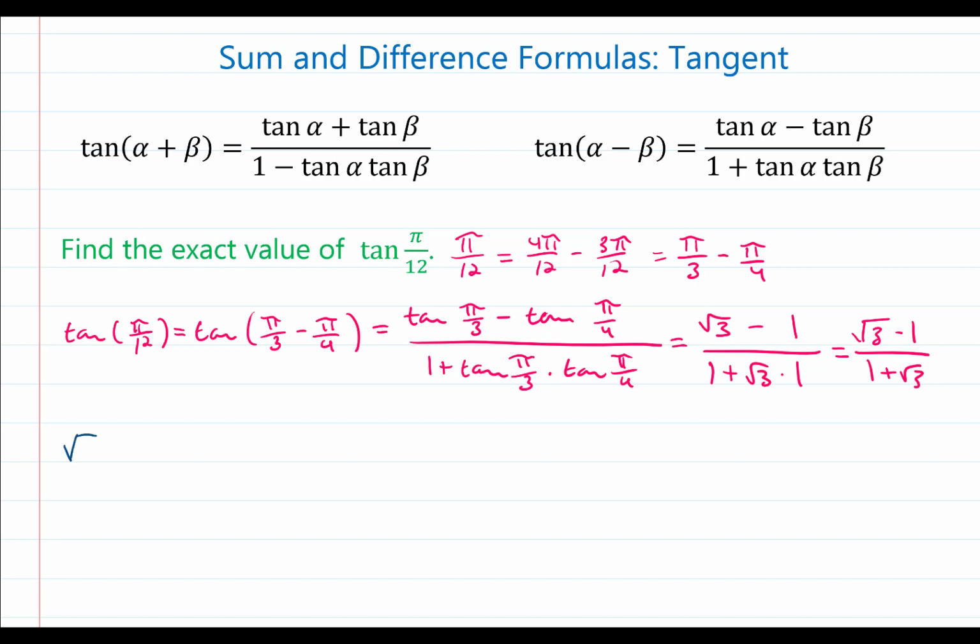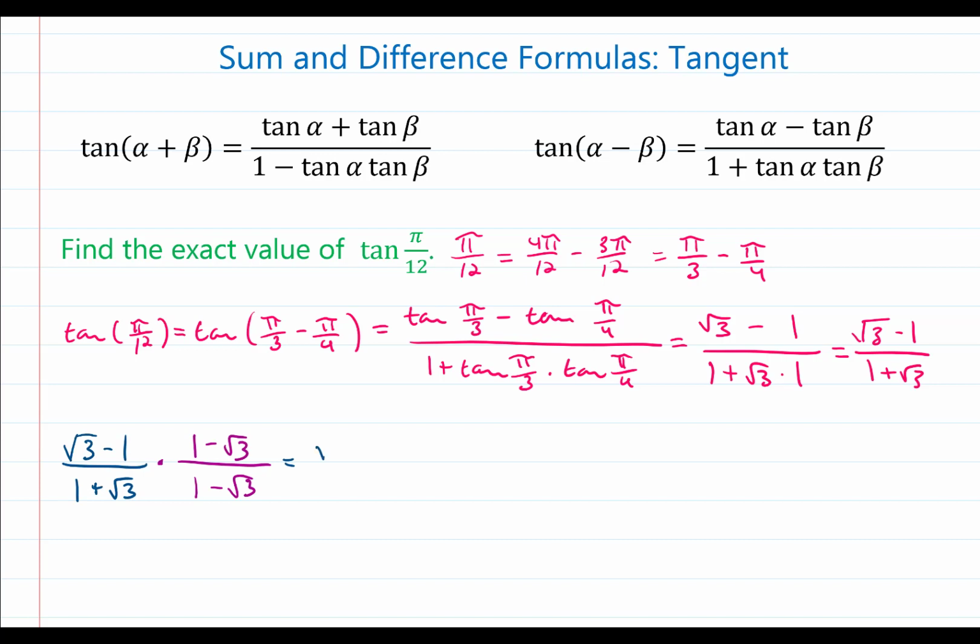So we have square root of 3 minus 1 over 1 plus square root of 3. The goal here is to get a rational value in the denominator. That's what rationalizing the denominator means. To do that, I'm going to go ahead and multiply by the conjugate of the denominator. The conjugate would be 1 minus square root of 3, and whatever I do to the denominator, I must also do to the numerator. So 1 minus square root of 3. From here, I'm going to go ahead and apply the distributive property to the numerator and denominator.